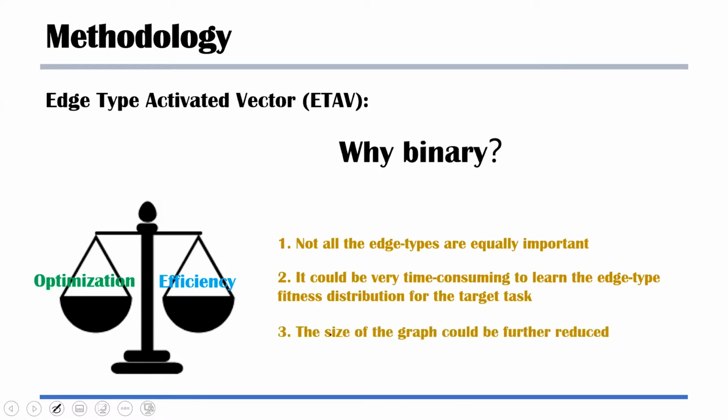And number 3, the size of the graph could be further reduced when we use just 0 and 1, because 0 here is not a tiny score, it's 0. 0 means we just remove this edge from the graph. So then the random walk efficiency can be really, really high.